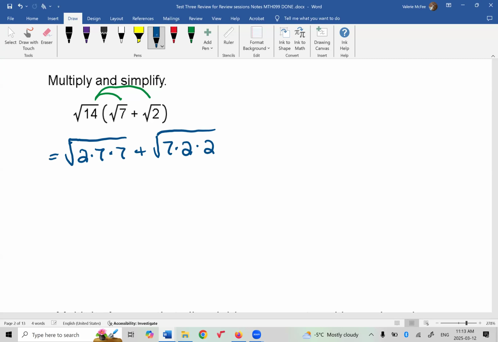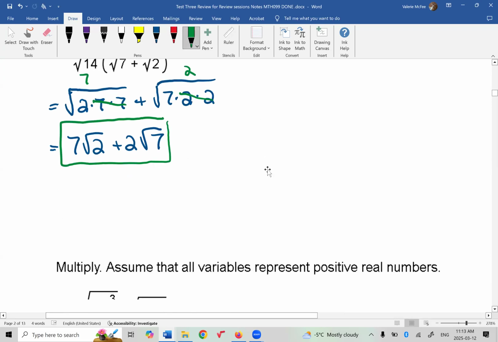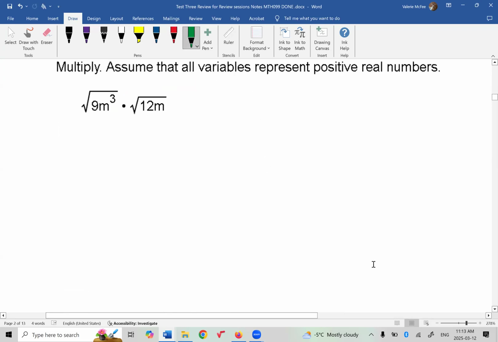I don't need to multiply those numbers. I can simply go straight to prime factoring. I see that I have 2 7s I can take out and 2s I can take out. So we have 7 root 2 plus 2 root 7. Why don't you do this one?